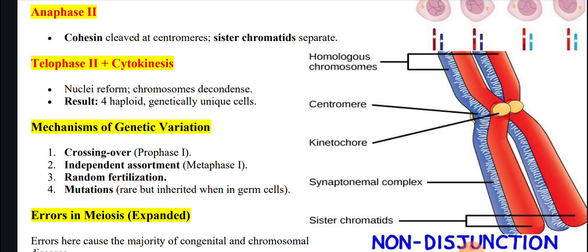The chromosomes start to decondense, relax back into chromatin, and cytokinesis divides the cytoplasm one last time. And the result? The definitive non-negotiable result of this entire intricate 2-division process is 4 haploid, genetically unique cells. Each contains a single set of non-duplicated chromosomes. These are the functional gametes, sperm or eggs, ready for whatever comes next in the life cycle, like fertilization.